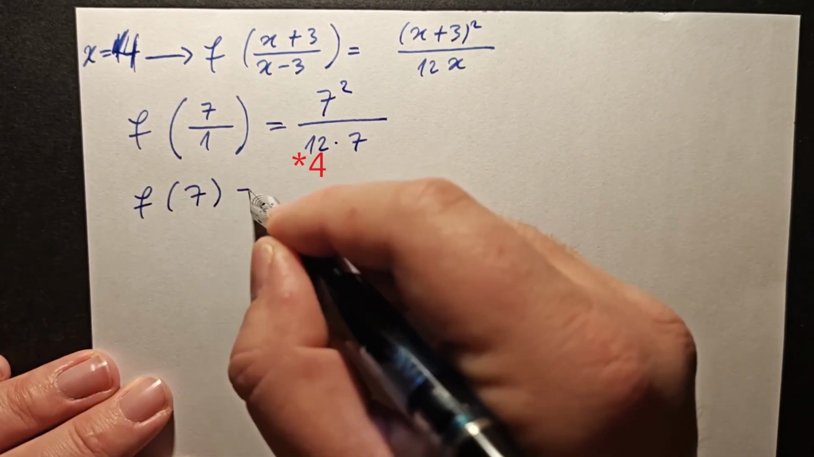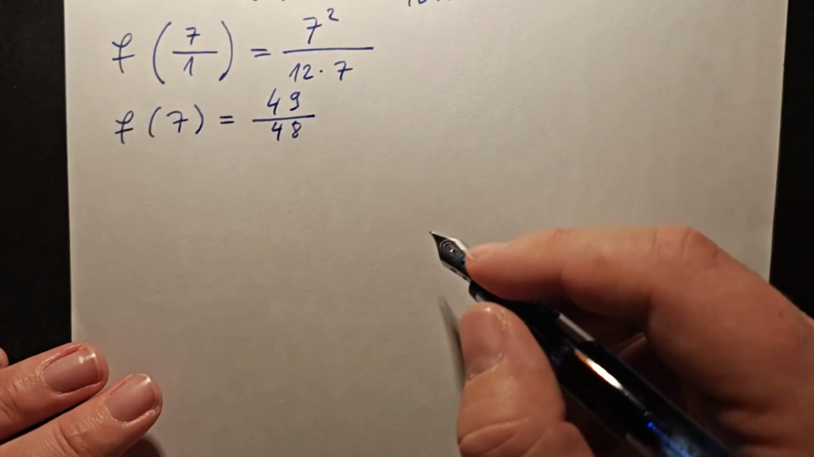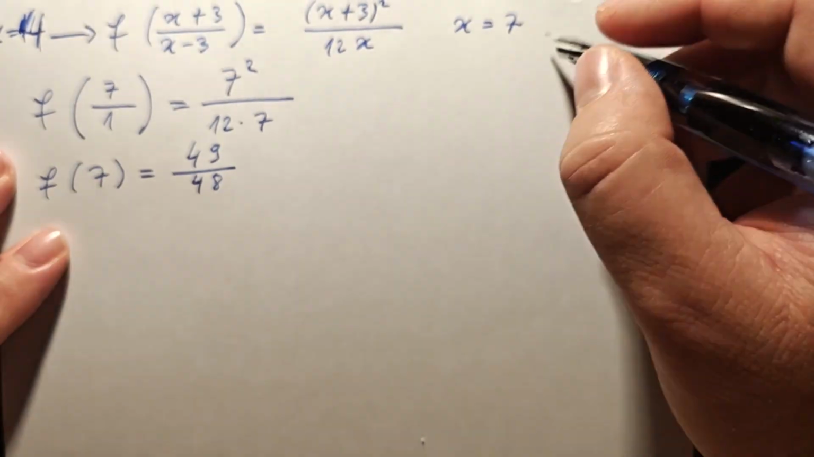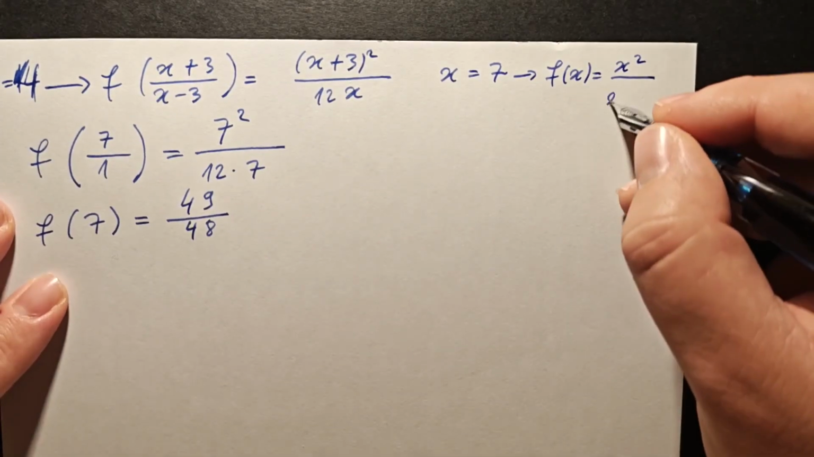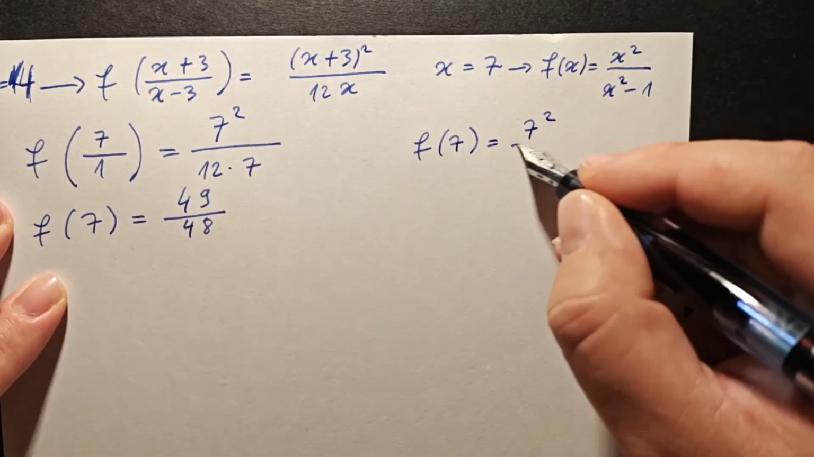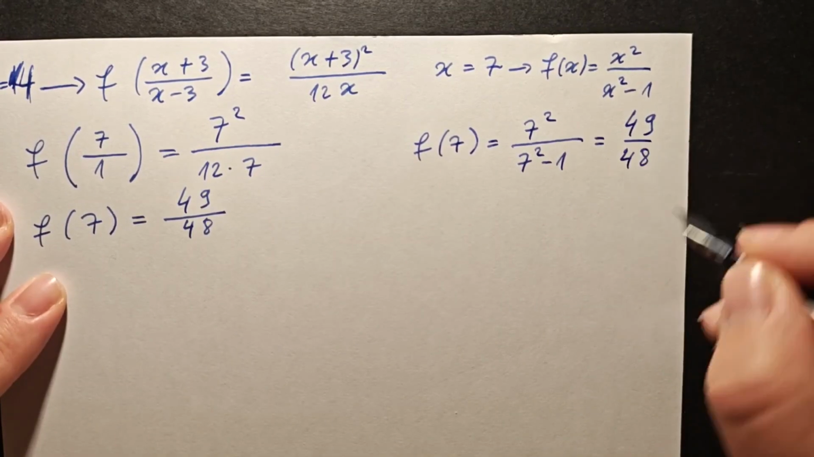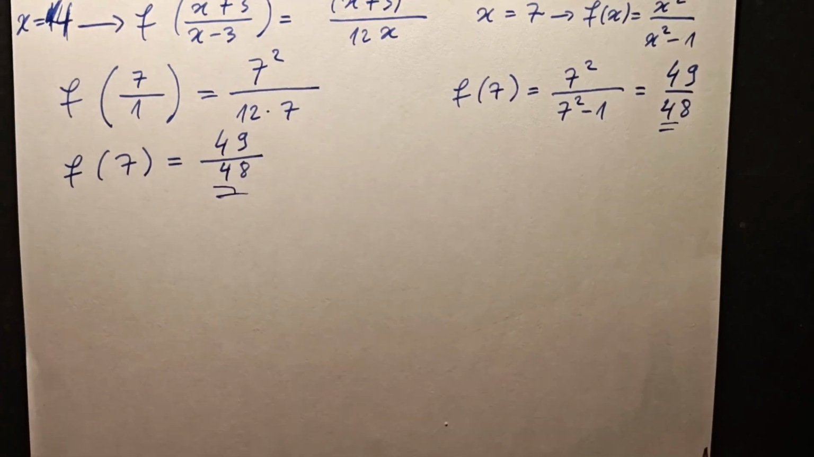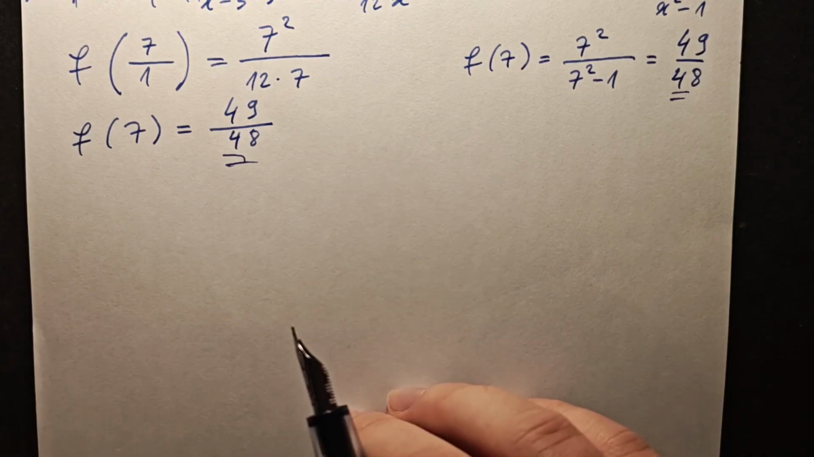So we get that f of 7 is equal to 49 over 48. And on the other side, for x equal to 7, in the solution, where we get that f of x is x squared divided by x squared minus 1, we get that f of 7 is equal to 7 squared divided by 7 squared minus 1, and we get 49 over 48. And because both of these numbers are equal, they draw the conclusion that these functions are the same. So the solution is correct.